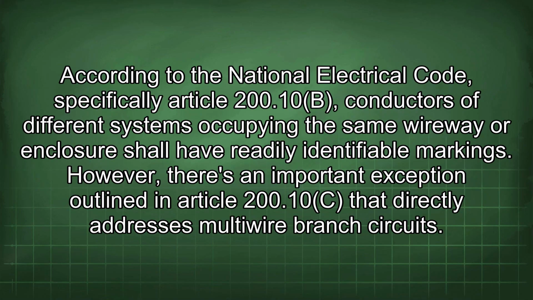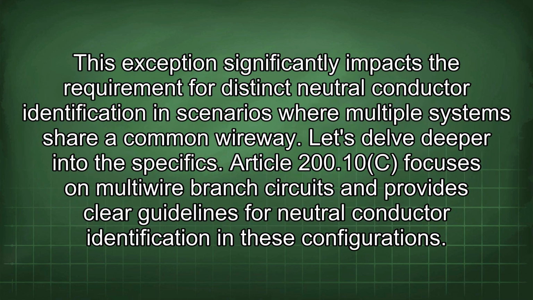According to the National Electrical Code, specifically Article 200.10b, conductors of different systems occupying the same wireway or enclosure shall have readily identifiable markings. However, there's an important exception outlined in Article 200.10c that directly addresses multiwire branch circuits. This exception significantly impacts the requirement for distinct neutral conductor identification in scenarios where multiple systems share a common wireway. Let's delve deeper into the specifics.